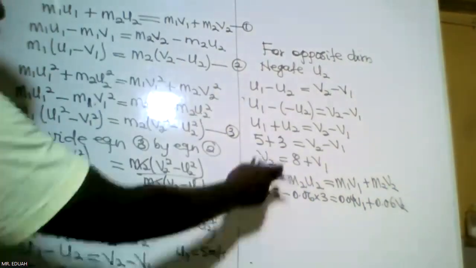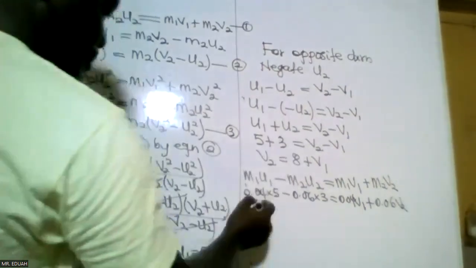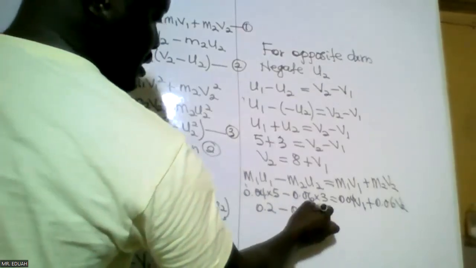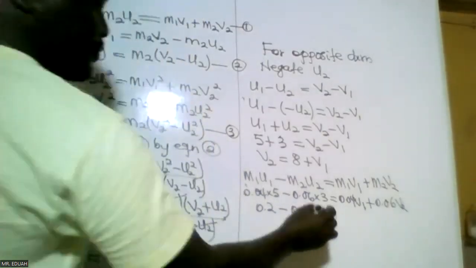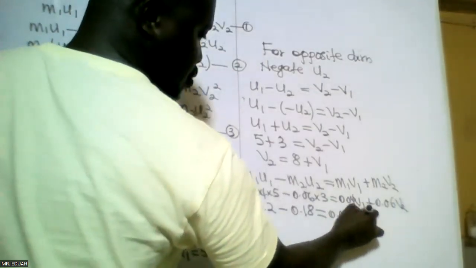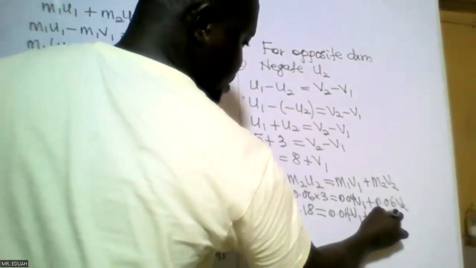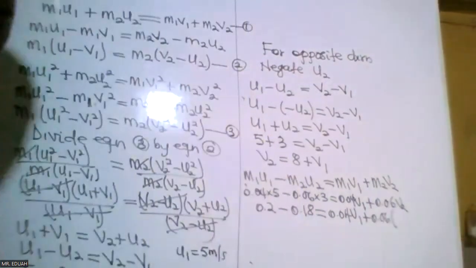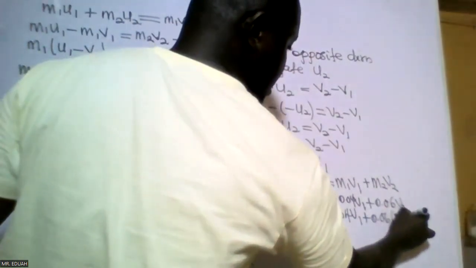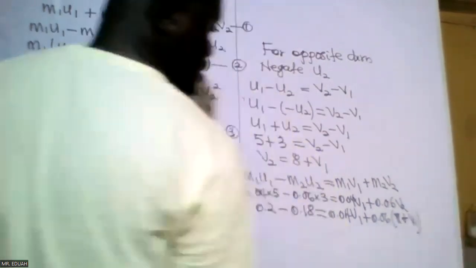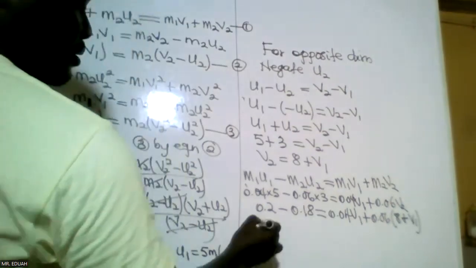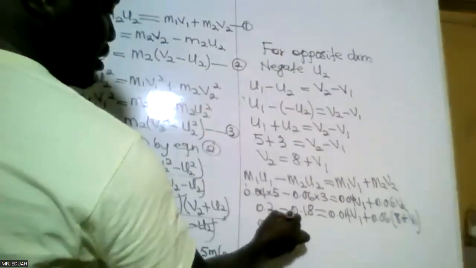Then when you finish, you substitute V2. 0.2 minus 0.18 is equal to, you substitute V2, so 0.04 V1 plus 0.06. Now V2 is 8 plus V1. You close the brackets. Go through it and find whatever you are looking for.